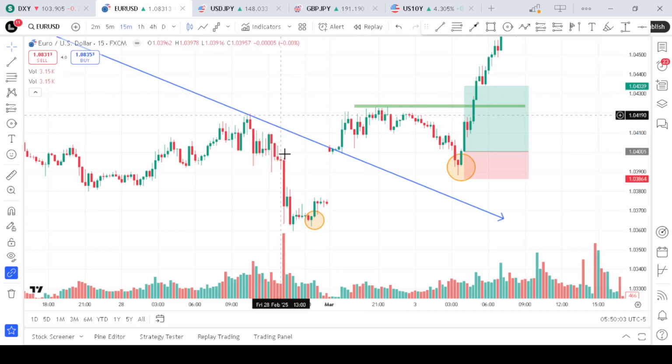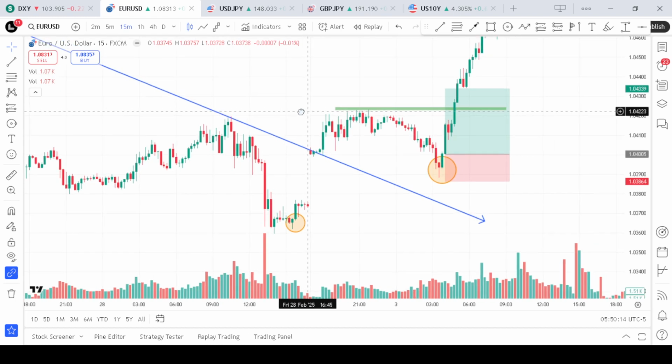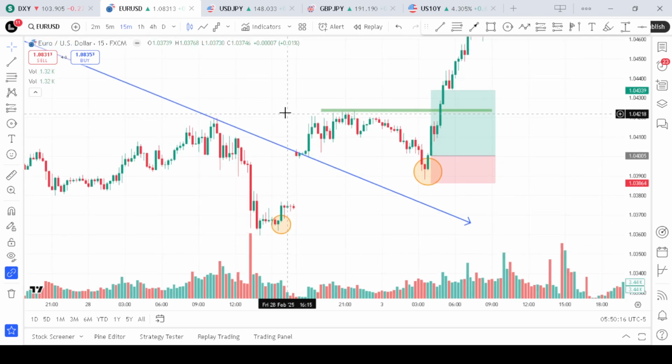By avoiding these common mistakes, you can significantly improve your trading results when using the pin bar and the hammer candlestick pattern.